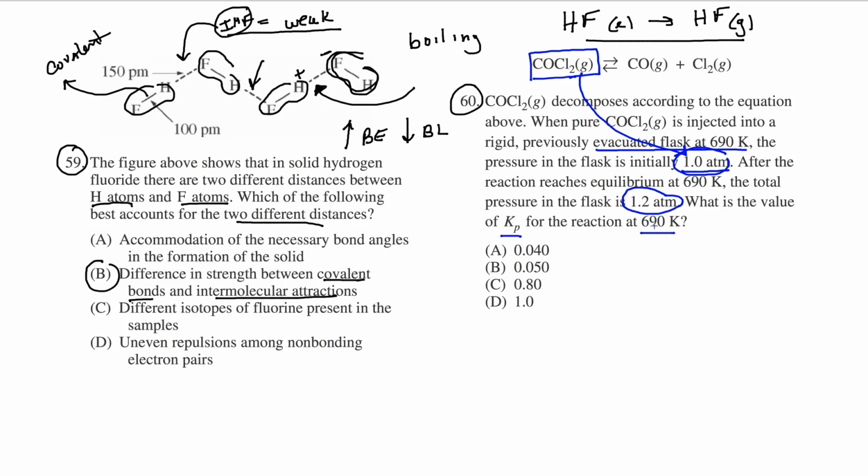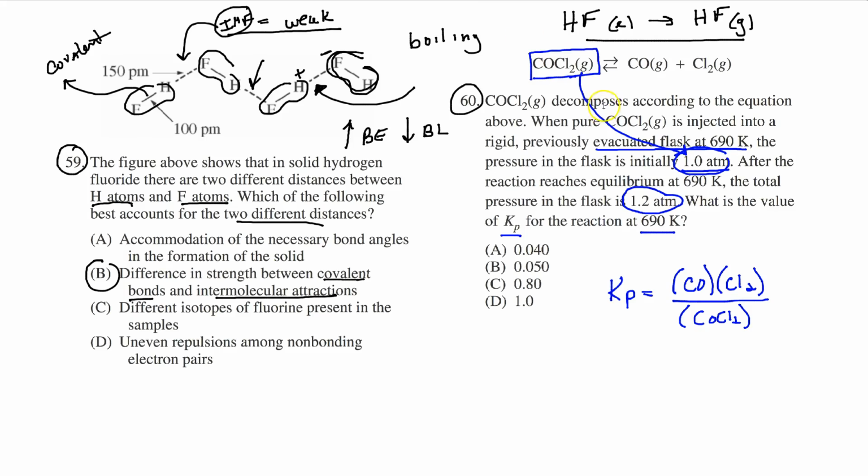Well, Kp is just like any other equilibrium constant. So Kp is going to be equal to the products. Now, these are all gases, so I'll use parentheses: CO times Cl2 over the CoCl2 reactant. Products over reactants, coefficients become exponents. Okay, so now it reaches equilibrium, and it's going to 1.2. We have to understand why there is an increase, and that increase occurs because it goes forward a little bit.